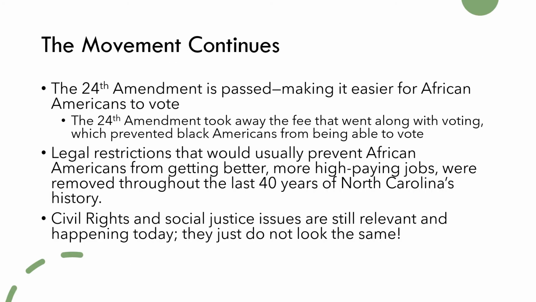As we moved on into the 1960s, we finally passed the 24th Amendment, which makes it easier for African Americans to vote. Before the 24th Amendment was passed, there were fees associated with voting that would make it harder for African Americans to vote. So the 24th Amendment to the Constitution took that off. No one has to pay a fee to vote. So more people were able to vote, including African Americans.